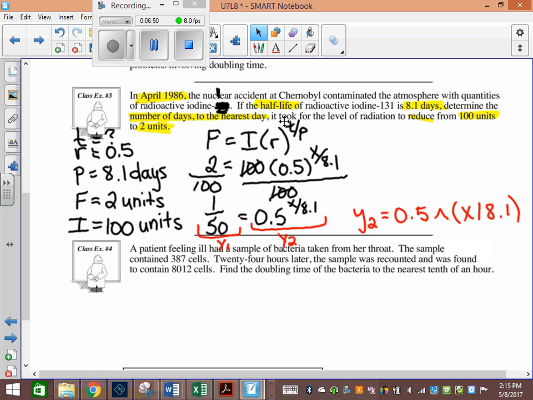Then what do we always look for? Where they intersect. So we're going to have 1 divided by 50 in y1 and 0.5 to the x divided by 8.1. And then I always start off with the standard window.